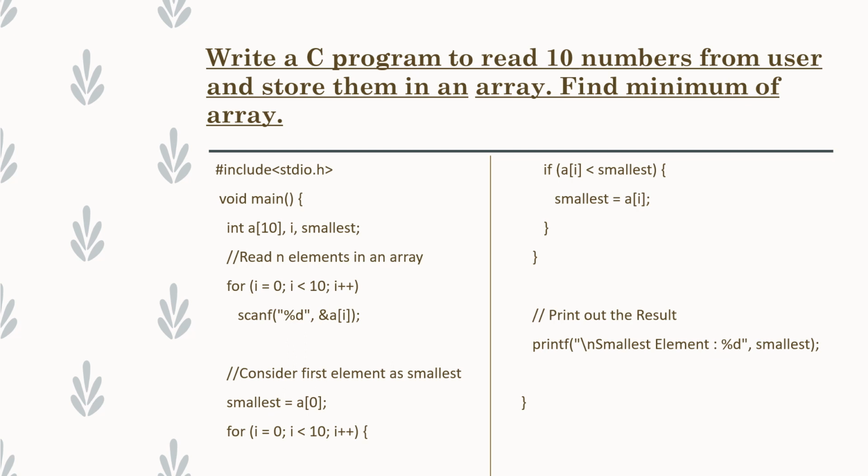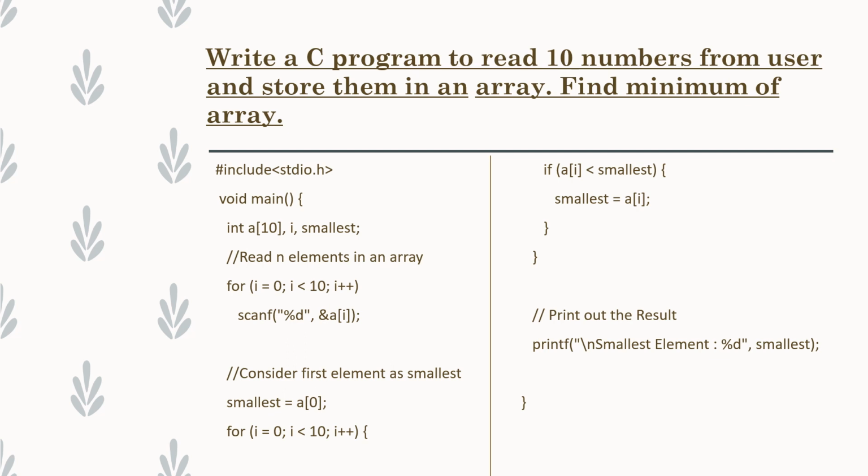I'm comparing all the elements. If a of i is less than smallest, then smallest is equal to a of i. That means the smallest value is assigned to this variable. First of all, a of 0 is there. It will be checked. Smallest is also a of 0. So the first element is compared with itself, and we have the smallest element as it is.